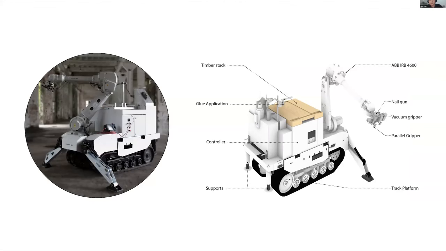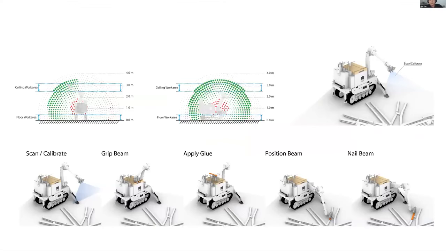The platform consists of an industrial robot arm installed on a track platform, with a customized tool station for timber processing, and a camera mounted to localize the robot on site by identifying some pre-embedded markers. The reach envelope of the platform is developed to cover typical ceiling and floor heights, and a gripper with an automated nail gun is mounted on the end effector to conduct demo tasks. The glue station is also fixed on the platform to apply glue during the demo.